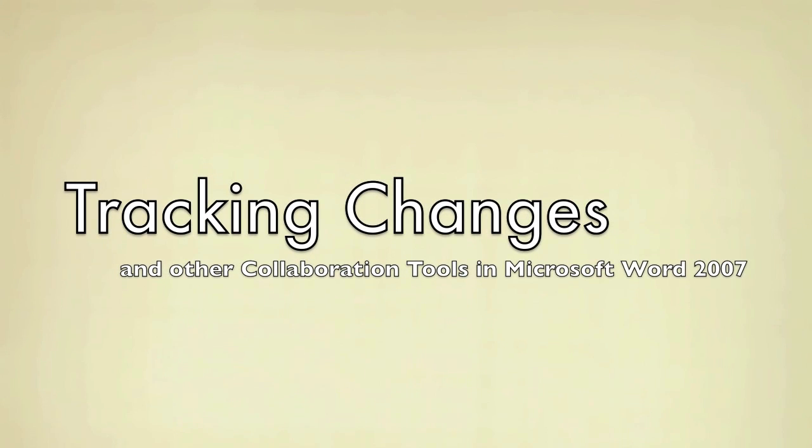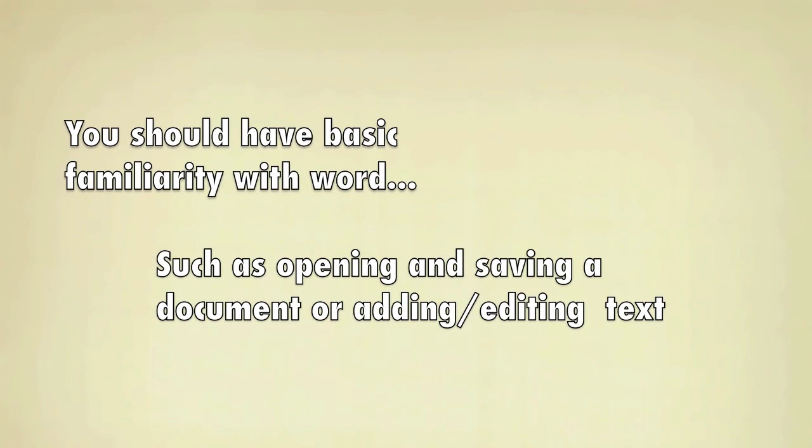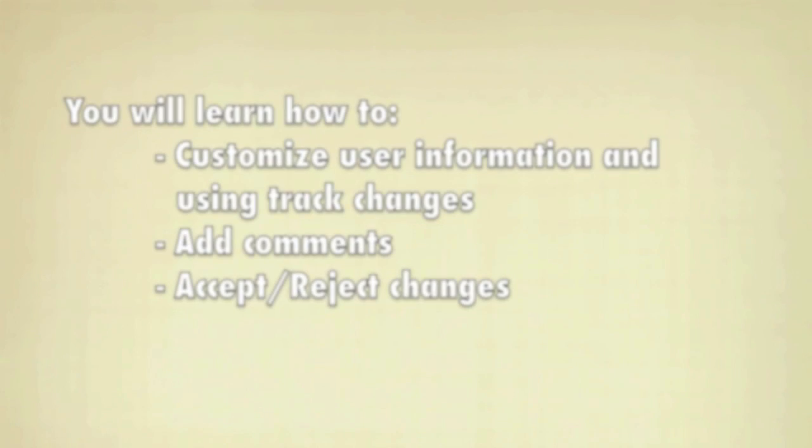This video is a tutorial on how to utilize track changes and other collaboration tools available in Microsoft Word 2007. This tutorial was designed for students who may be collaborating with classmates or instructors, but it is just as applicable in any setting. I'm assuming that you have some familiarity with the basics of Word, such as how to create and save a file or how to add and delete text.